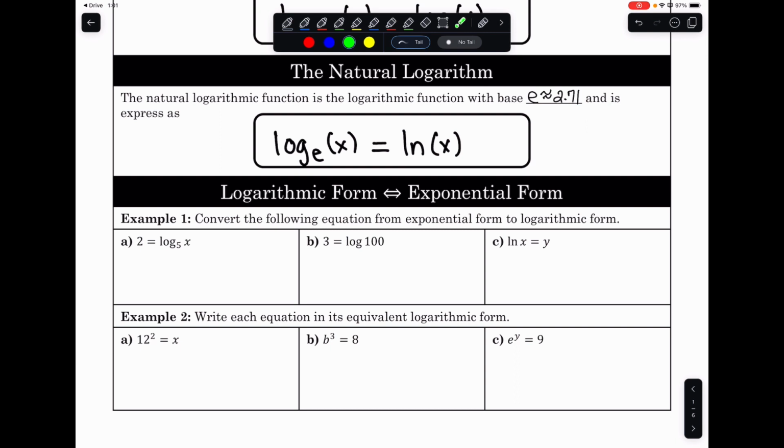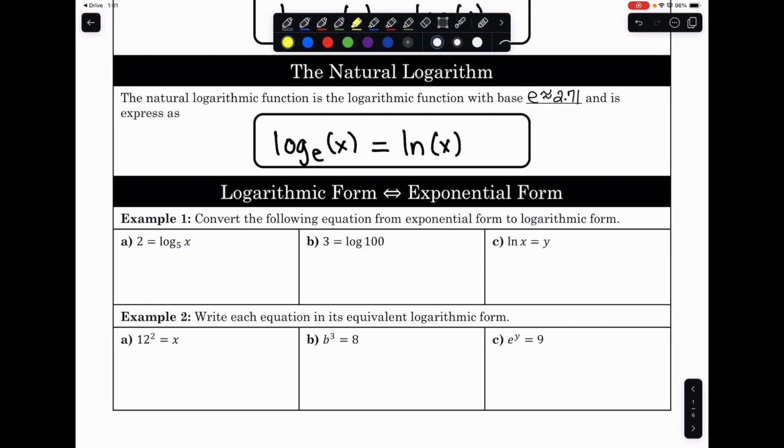We start with the base. Let me start over, okay? This right here got me all messed up. So right here, we're going to write this from log to exponential. So we're going the other way around, from log to exponential.